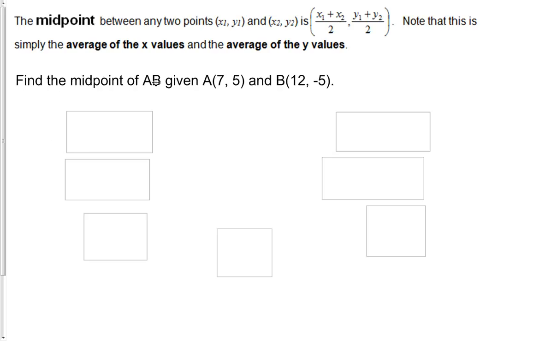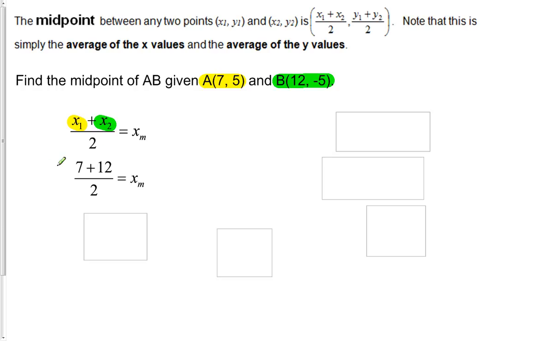So let's try an example here. Find the midpoint of AB given that A is (7, 5) and B is (12, negative 5). First thing, let's take a look at our x's. We have x1 plus x2 over 2 as our x midpoint. A is the yellow highlighted coordinate, and B is the green one here. Our A point is going to be our x1, y1, and our B is going to be our x2, y2.